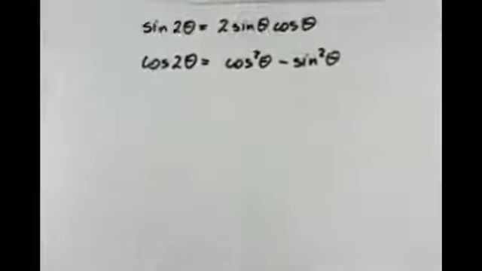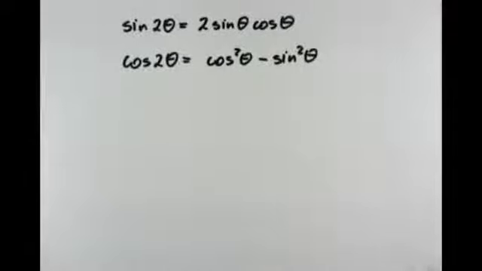So those are the formulae that we just got. Cos 2 theta is cos squared theta minus sine squared theta, and sine 2 theta is 2 sine theta cos theta. Okay, now cos 2 theta can have different forms.